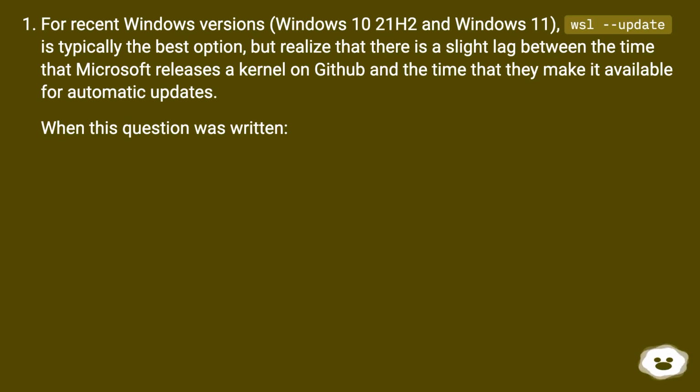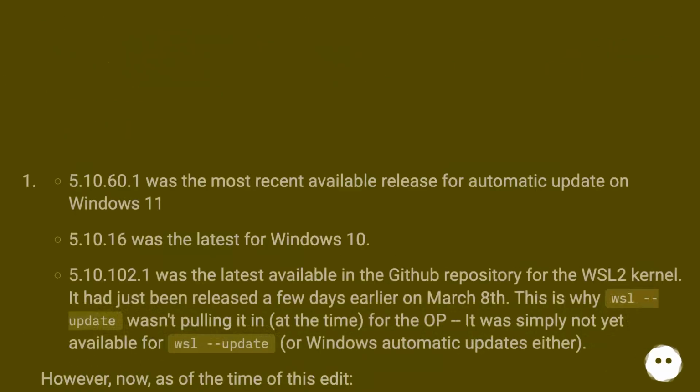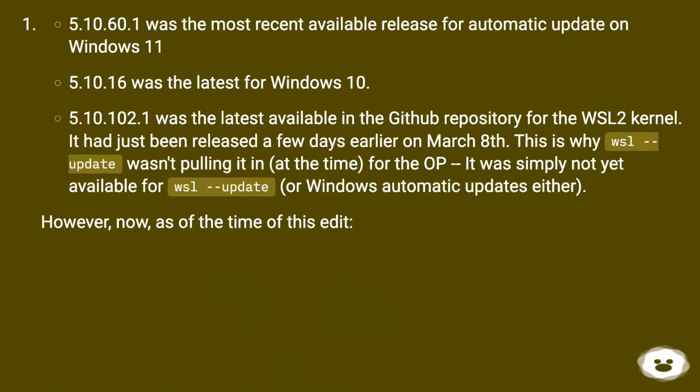When this question was written, 5.10.60.1 was the most recent available release for automatic update on Windows 11. May 10, 2016 was the latest for Windows 10. 5.10.102.1 was the latest available in the GitHub repository for the WSL2 kernel. It had just been released a few days earlier on March 8th. This is why WSL Update wasn't pulling it in, at the time, for the OP. It was simply not yet available for WSL Update, or Windows Automatic Updates either.